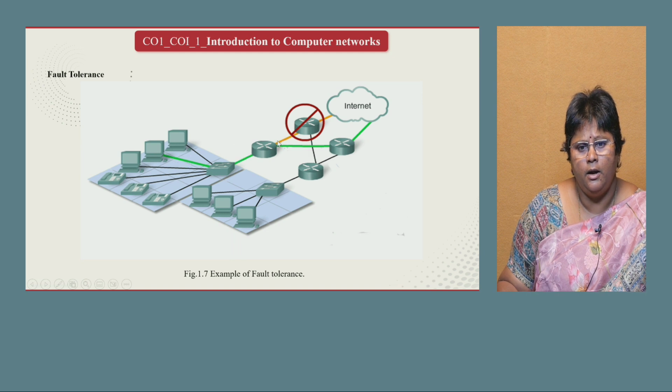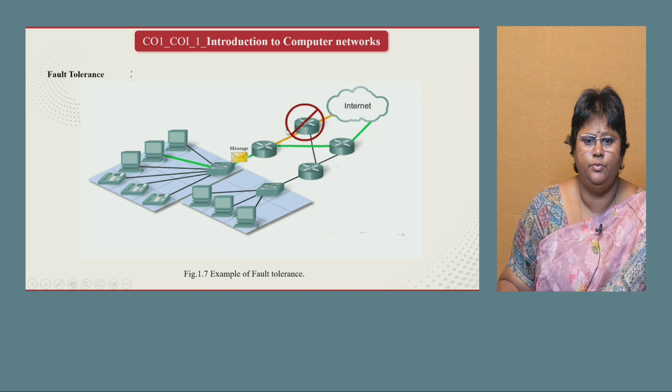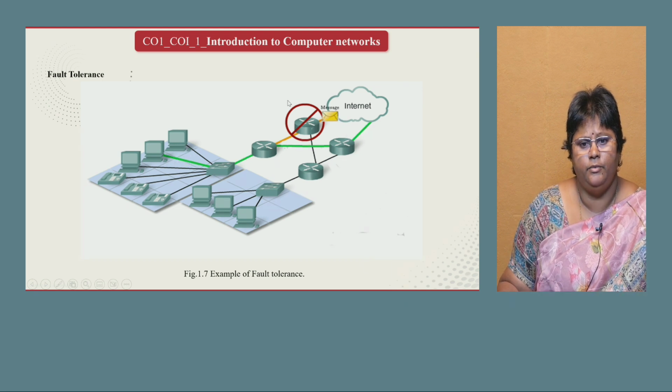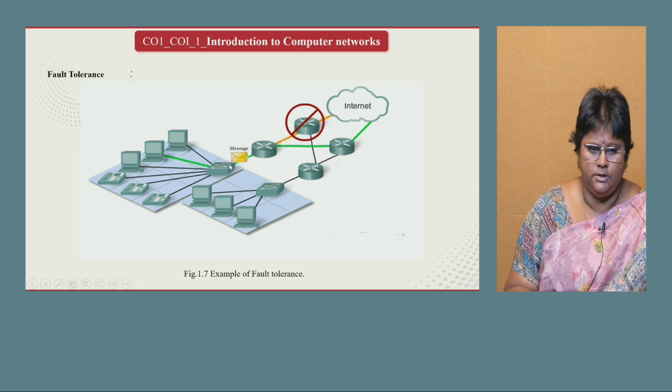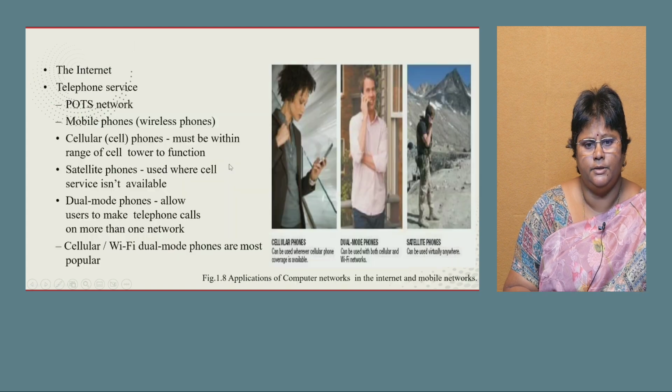When any one line is not able to communicate, we create a redundant link so that we will reach the destination. So this is the beauty of networks, that we create redundant links such that when the dedicated link is not working, we take up the second link and reach the destination. This is called fault tolerance.